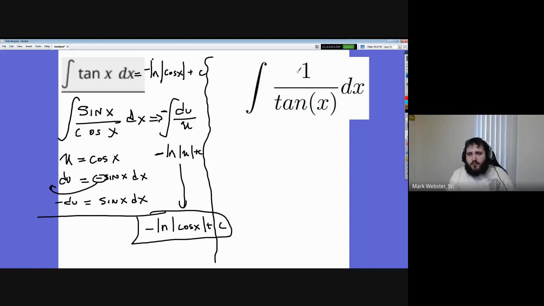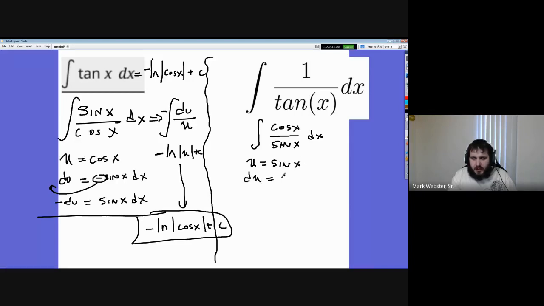Let's do the same thing with this one. First of all, this is cotangent, right? So let's write this as cosine over sine. So I'm going to do the exact same thing. This time, my u is going to be sine x, though. My du, therefore, is going to be cosine x dx. So I've got all my things accounted for.